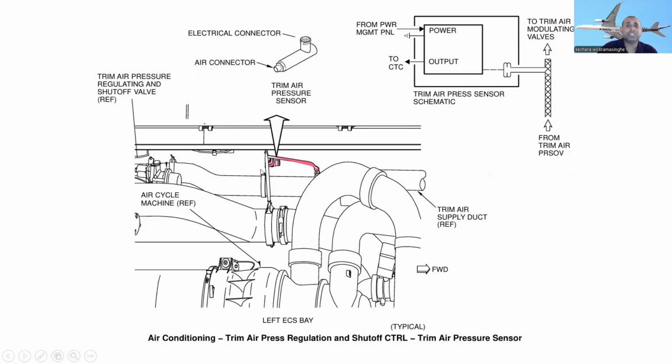Okay, so this is the place where the trim air pressure regulating valve is located. Here is what it looks like: this is the place where the trim air pressure sensor is located, and here is the electrical connector, and this is the air connector. Okay, and here are the air cycle machines. You can see the trim air supply duct here, right?